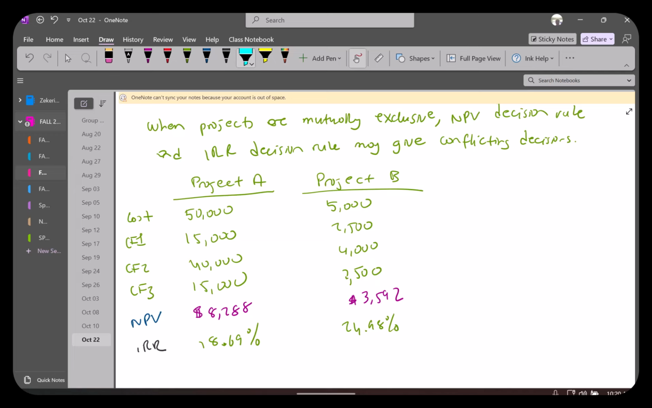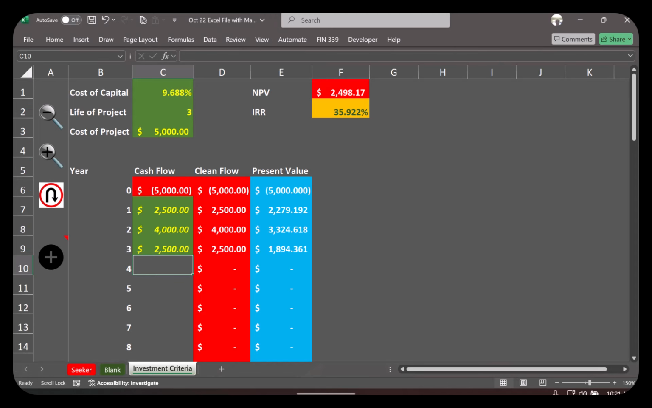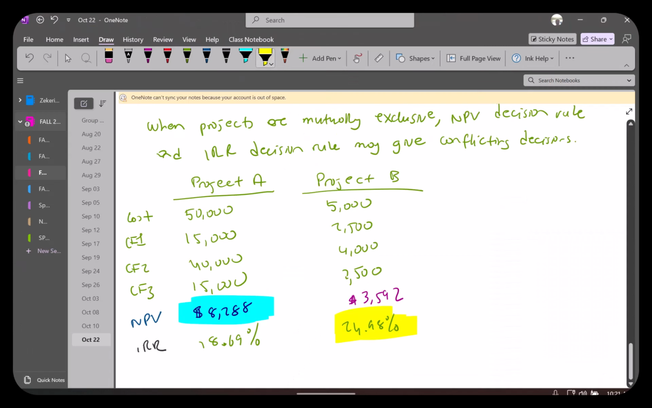A, because it has higher NPV. According to the IRR rule, which one of these projects would I pick? B, both of them have a cost of capital greater than 9.688. And this gives different results.